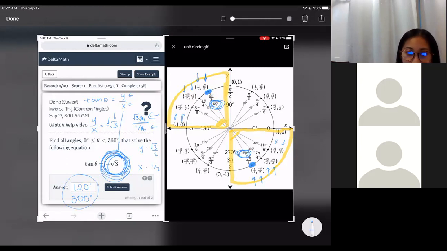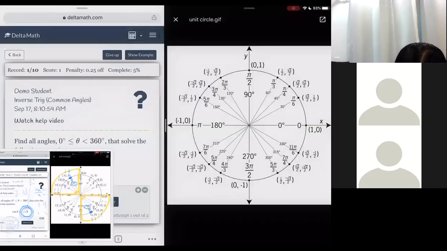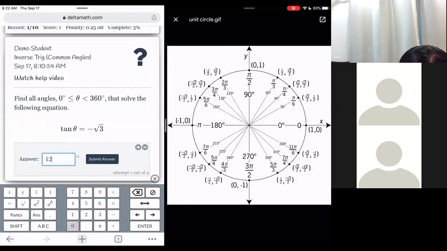Other questions? Okay, let's do more examples. Let's try to see what else we can do. What was it? 120 and 300. Remember when you have two answers, you want to press that little plus sign so you get another box.